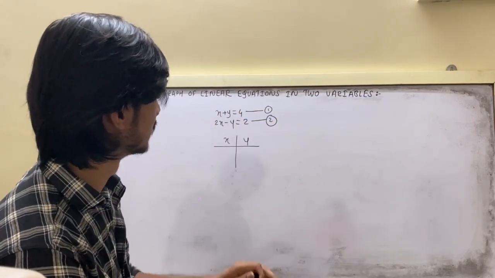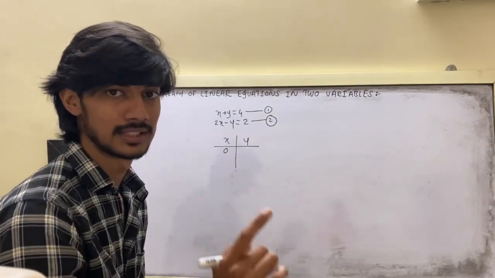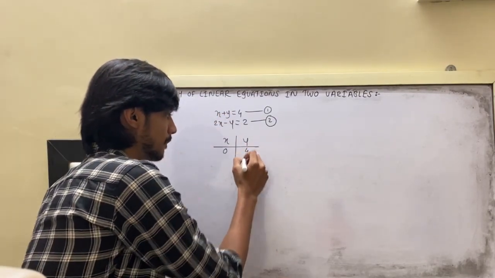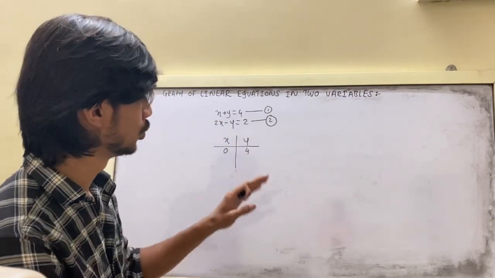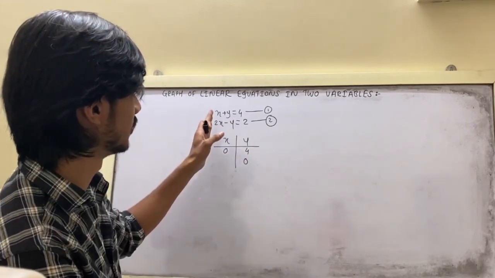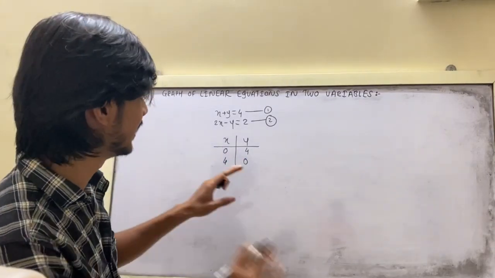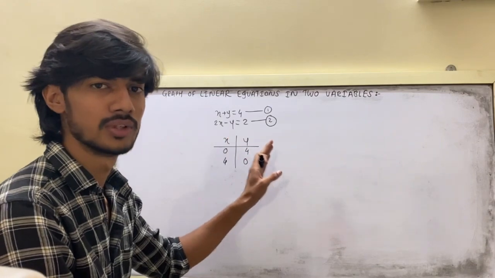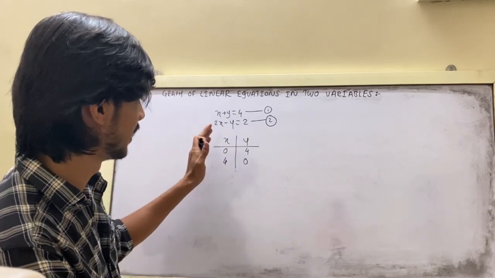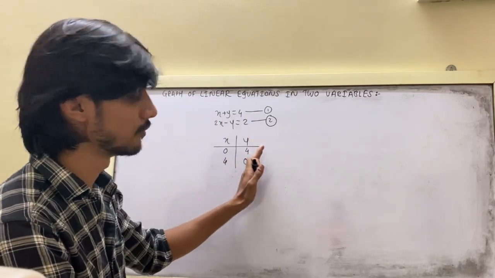The simple technique is you can take x equals 0, then the answer will be y equals 4. And in the second step you take y equals 0, then your answer will be x equals 4. It is your choice, you can take any 2 points, but this is so simple that you can take x equals 0 and then y equals 0.